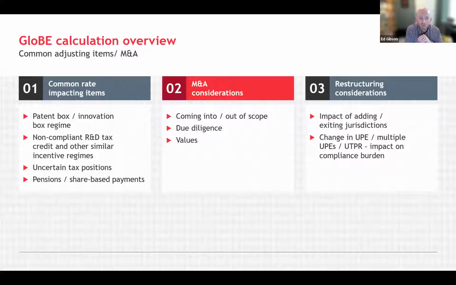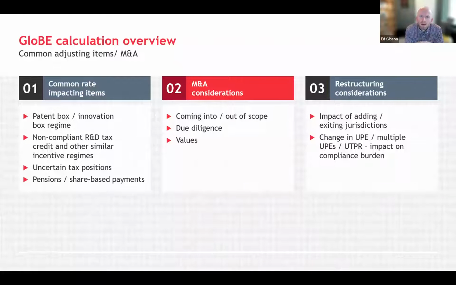Uncertain tax positions we've already covered, and pensions and share-based payments. I did talk about pensions, I didn't talk about share-based payments, but in both cases there may be a difference between what's recorded in the accounts and what's allowable for Pillar 2 purposes, albeit those last ones, if you're in a high tax jurisdiction, would have to be very significant in most cases to have a material impact. Moving towards the right of the slide, just a couple of other things to bear in mind in the world of Pillar 2.